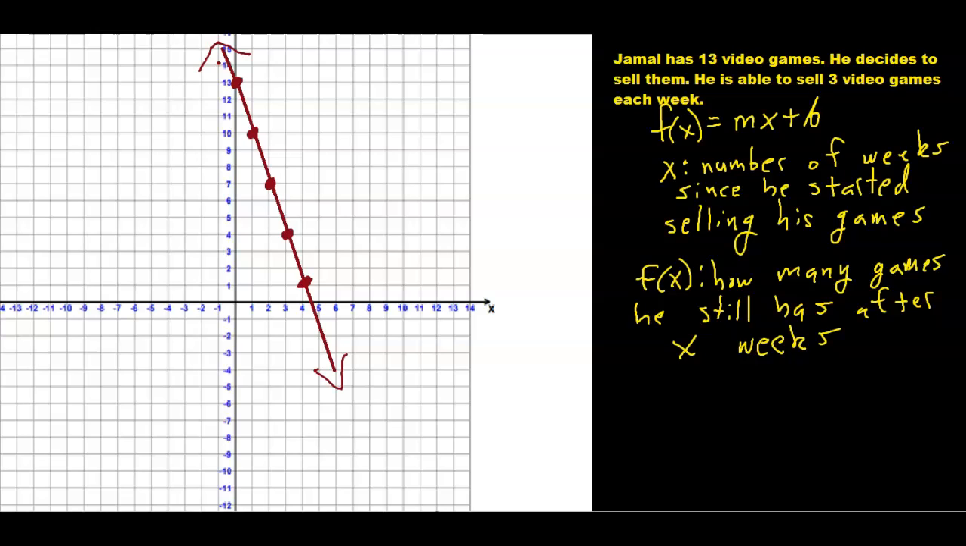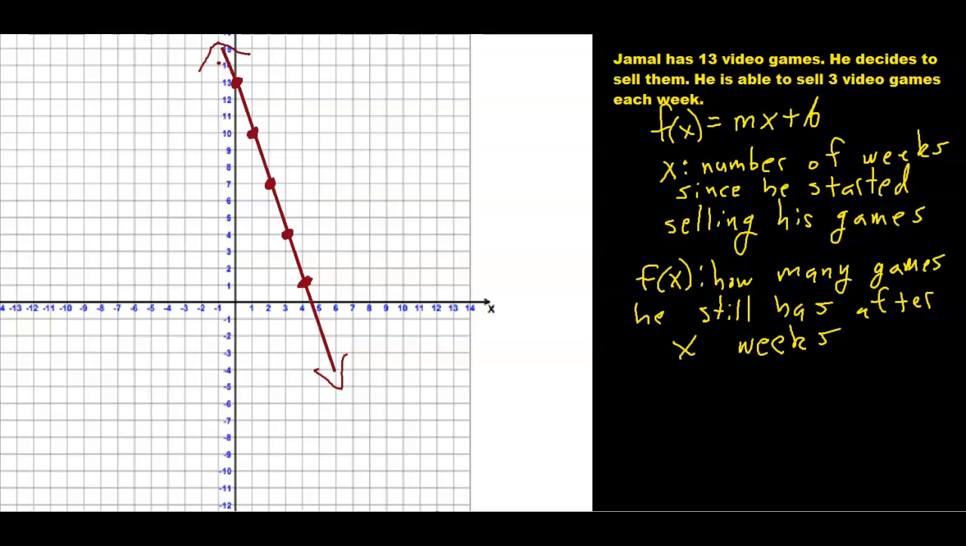This is a linear relationship, right? And it can be modeled with a linear function, right? Because the amount of video games he has changes at a constant rate. Specifically, the amount of video games he has decreases by 3 every week, right? So let's write this in the form f of x equals mx plus b. That's explicit form.